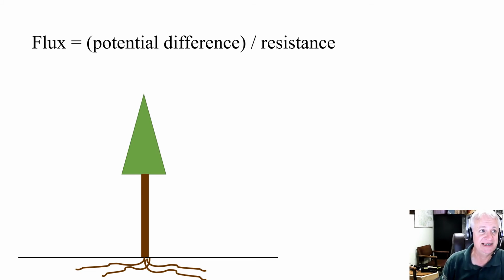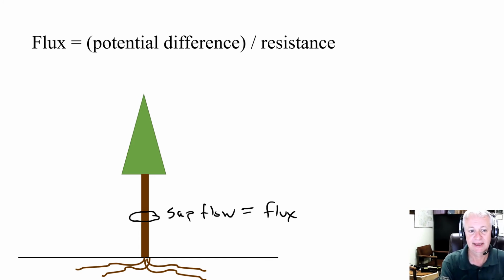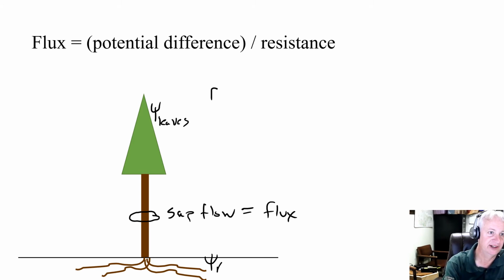So for instance, if we wanted to analyze water flow through a tree, we can use these kinds of relationships. So for instance, we have ways that we can measure sap flow through the stem of a tree. That just equals the flux. And if we can measure the water potential of the roots and the water potential of the leaves, we know what flux is.